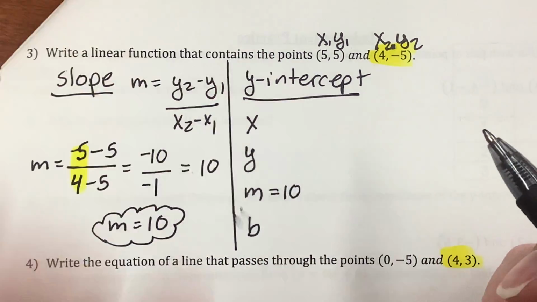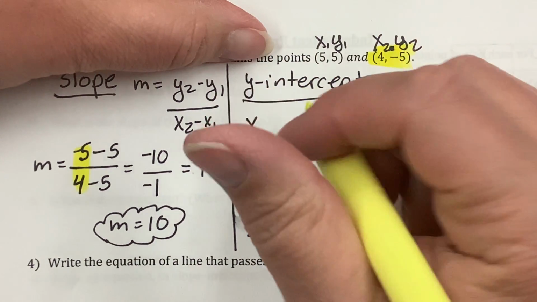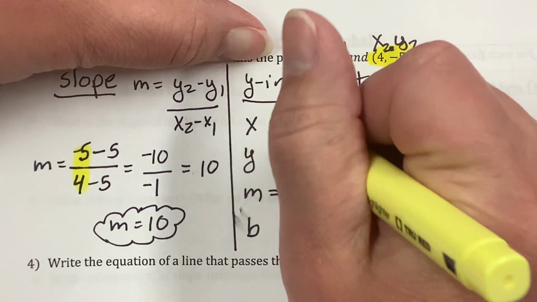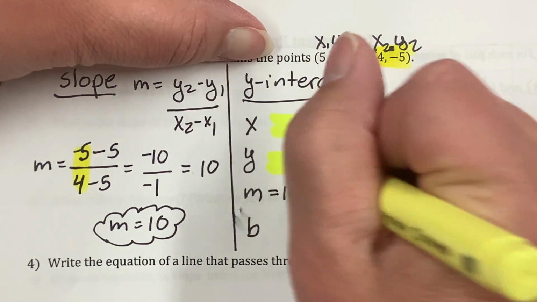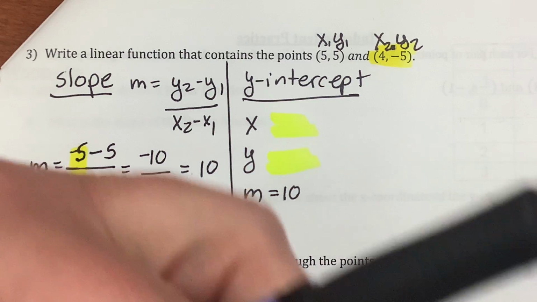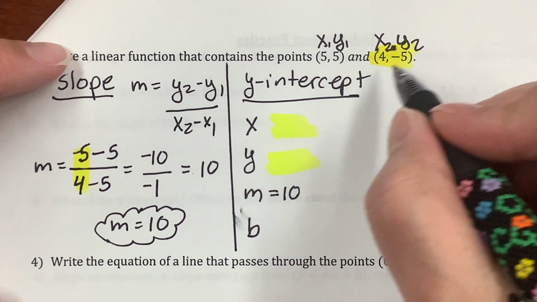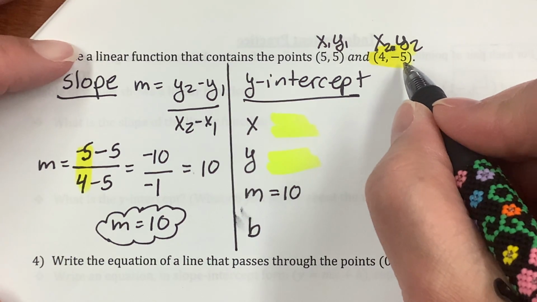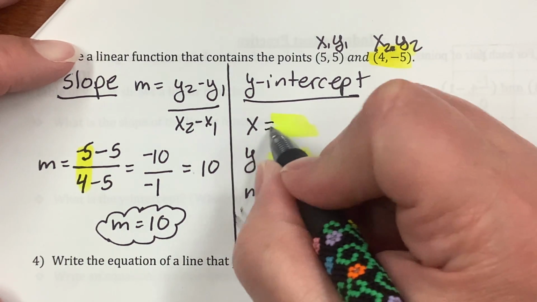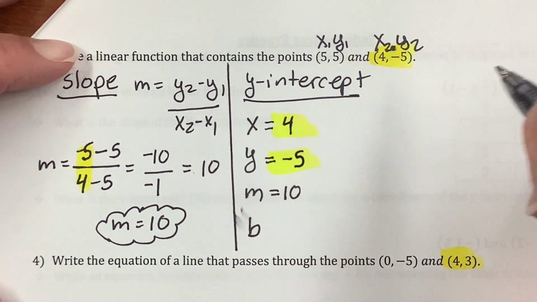But what about the x and the y? Well, you know me, I love to play with the little highlighter, so my x and my y are going to be the highlighted x and y. You only need one x and one y, so pick the one that's pretty. That's not how you pick things, Bono. So my x is 4, my y is negative 5. So x equals 4, y equals negative 5.